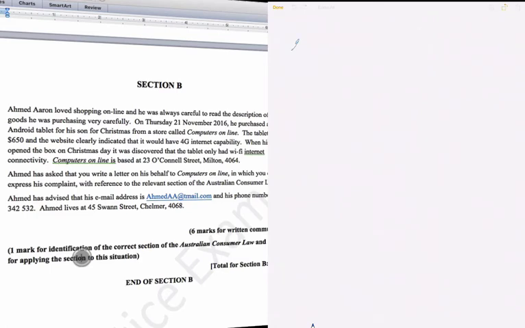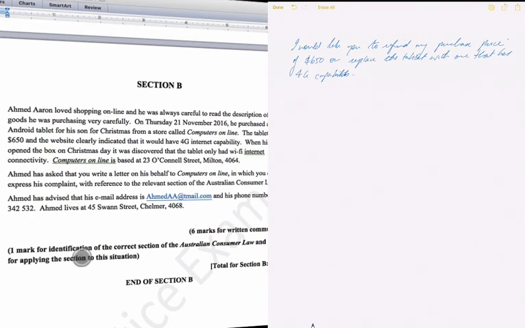Yeah. So I would like you to refund my purchase price of $650 or replace the tablet with one that has 4G capabilities.